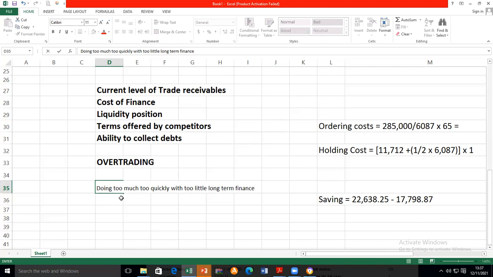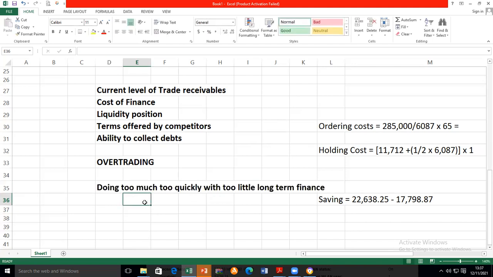Yeah, you must use the definition that we covered in class. Doing too much too quick with long-term finance. You need to talk about finance. In other words, a company which is undercapitalized, doesn't have adequate capital. So please always bring in not just resources. The resource we're talking about is long-term finance.